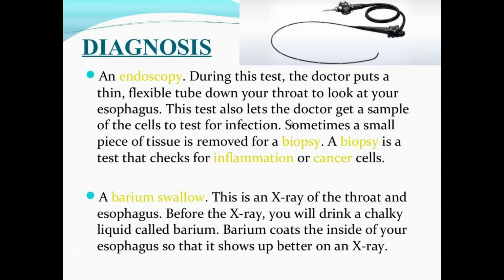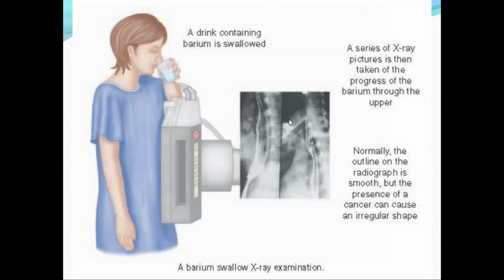And using a barium swallow, this is an X-ray of the throat and esophagus. This is the process shown for barium swallow X-ray examination, where a drink containing barium is swallowed. A series of X-ray pictures is then taken of the progress of the barium through the upper digestive tract. Normally, the outline of the radiograph is smooth, but the presence of a cancer can cause an irregular shape.